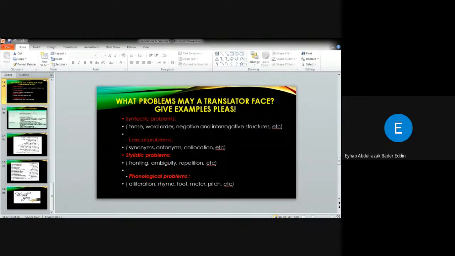Okay, so the first type of problems we said was syntactic problems, and I gave you some examples about syntactic problems like tense, zaman, and we know that we have different things between the two tenses in English and in Arabic, the tense system. The word order is also different between the two languages.